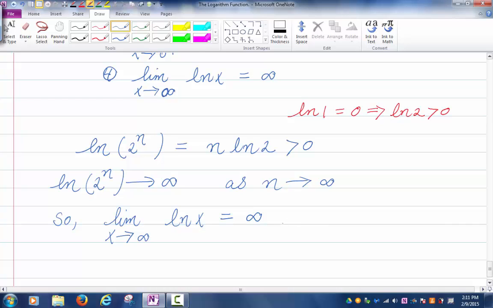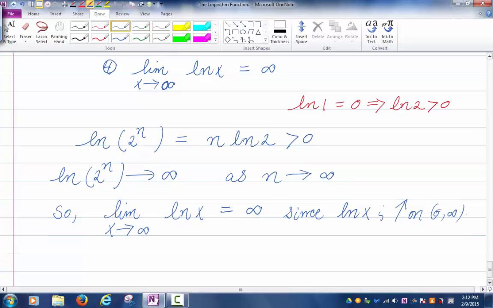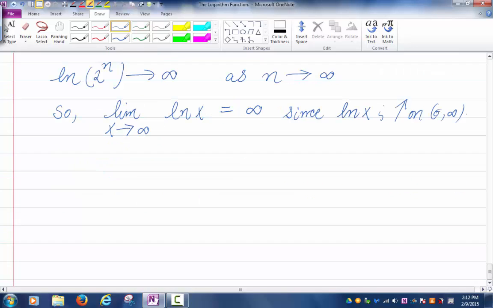This I can say since ln of x is increasing on the domain. Okay. Now I need to know what's the limit at 0, right? What's the limit as x goes to 0 from the right side of ln of x?